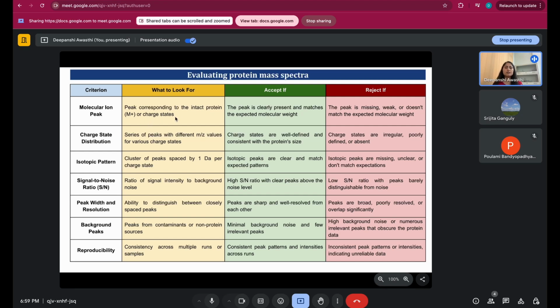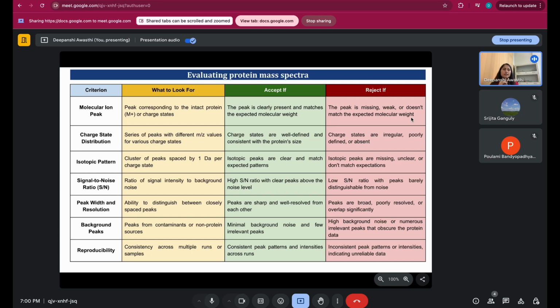So now there are two things: when you can accept that peak and when you can reject that peak. If the peak is clearly present and matches the expected molecular weight, then only you will accept that peak, otherwise you will not consider it, because there are multiple peaks present in the spectra. So this is telling you which peak you should consider, and if the peak is missing or weak or doesn't match the expected molecular weight, you will not consider that peak.